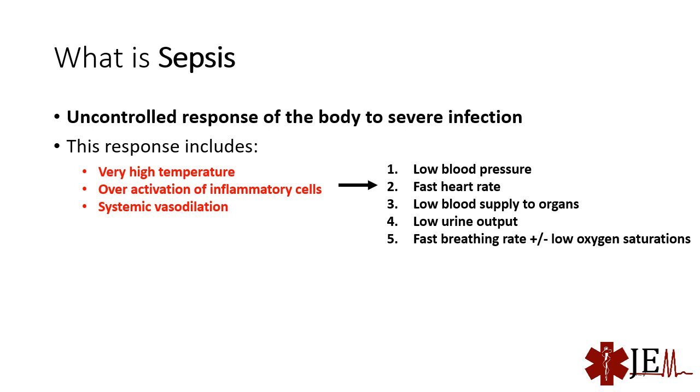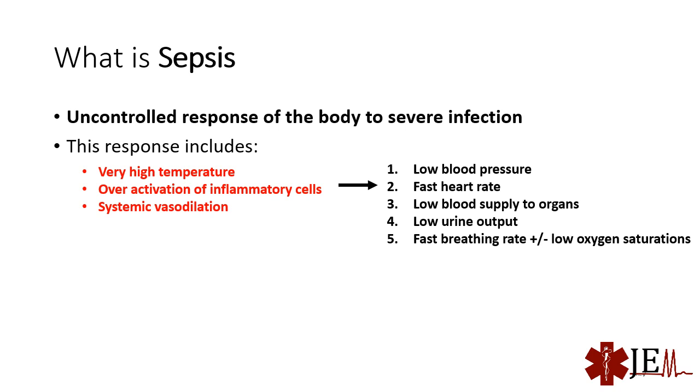Now, this is problematic because it can cause damage to the organs and stop them from functioning properly. And a key organ that we want you to remember is the kidneys, because the kidneys are very sensitive to changes in blood flow. When they experience reduced blood flow, they reduce the amount of urine they're producing because they're less able to work, and that's their main function, producing urine. So patients with sepsis will have a low urine output.